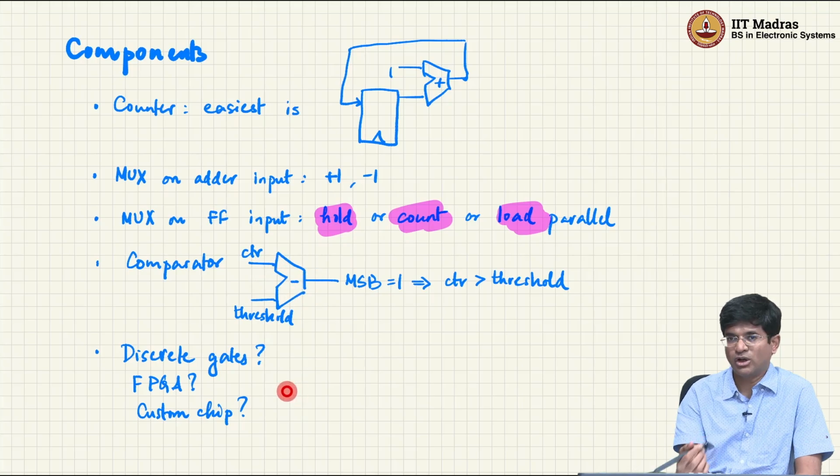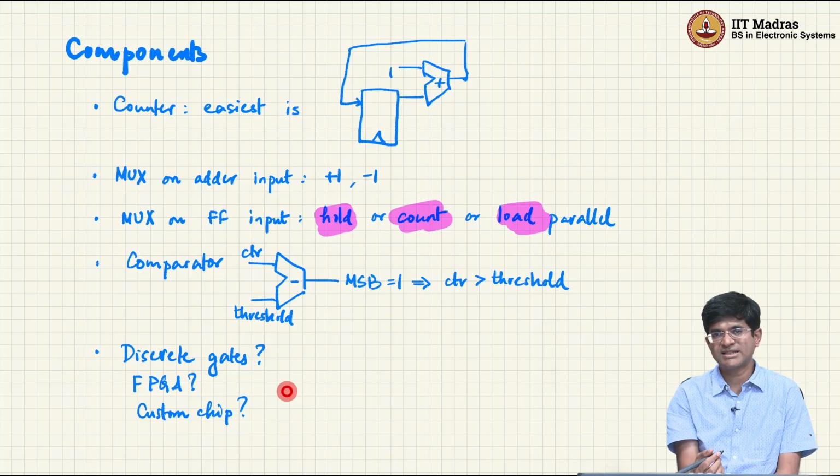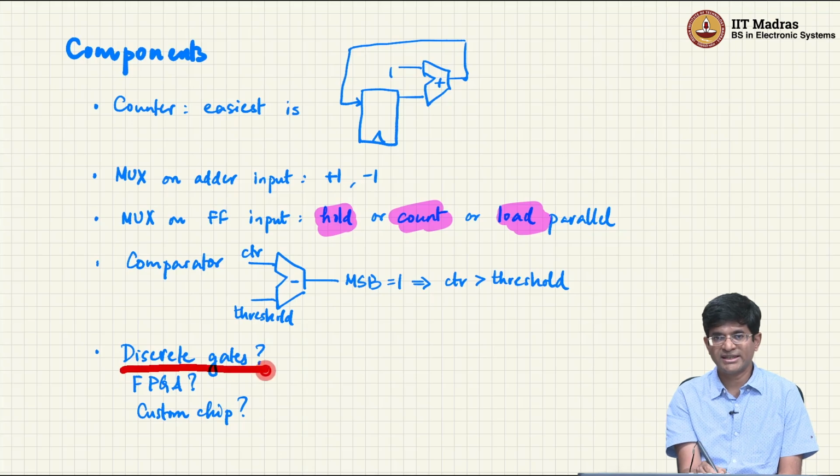So every component of what we wanted at this point can be built based on things that we already know how to design. Do we want to do this using discrete gates? If so, you would need to go around searching for the appropriate kind of components, counters, registers, adders, comparators, and so on, and wire everything up. You can actually build this on a breadboard and have it working.